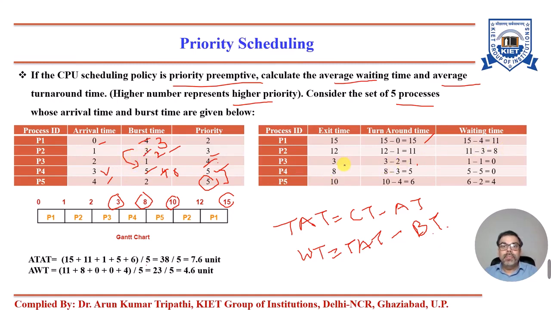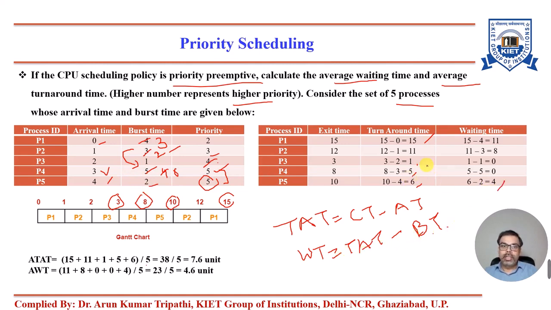For process P3, it is 1 minus its burst time, 1, so 1 minus 1 is equal to 0. For process P4, it is 5 and its burst time is also 5, so 5 minus 5, 0. For process P5, its turnaround time is 6 minus its burst time 2, so 4.